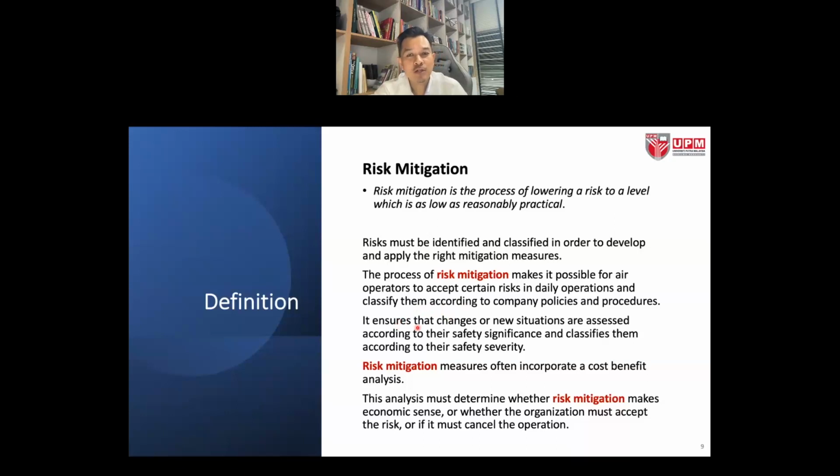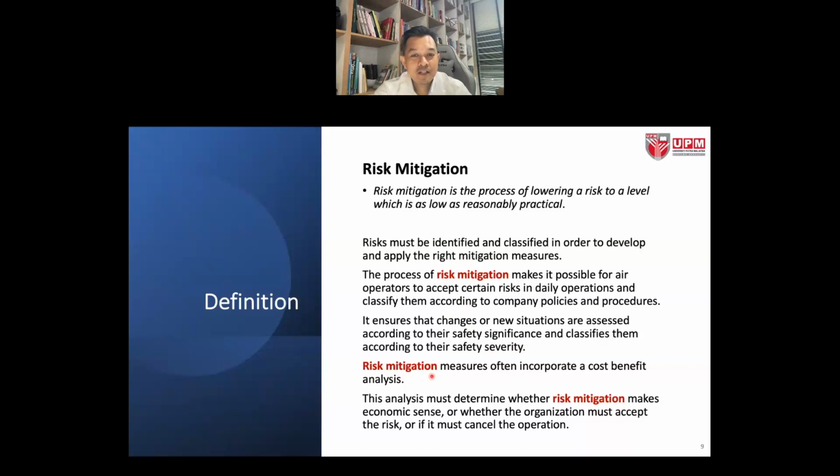So it ensures that changes or new situations are assessed according to their safety significance and classified according to their safety severity. So is it that you want to take the risk to proceed flying the aircraft in very bad weather, or you want to delay a couple of hours or a couple of minutes, but you have to deal with the passengers, the angry passengers, because they are the ones who are badly affected.